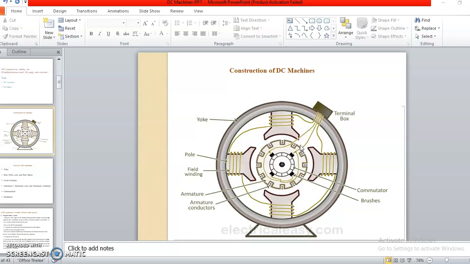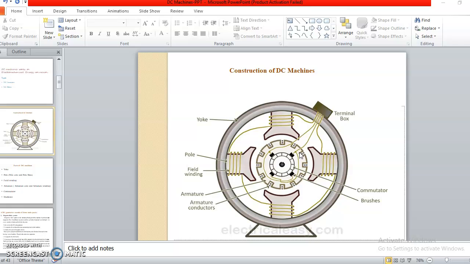The value of that induced EMF is given by E = BLV, where B is the magnetic flux density, L is the active length of the conductor. Active length means the actual length of the conductor which is actually in the influence of magnetic flux lines, and V is the relative velocity. So the magnitude of induced EMF in the conductor is given by E = BLV, and the direction of that induced EMF is given by Fleming's right hand rule.